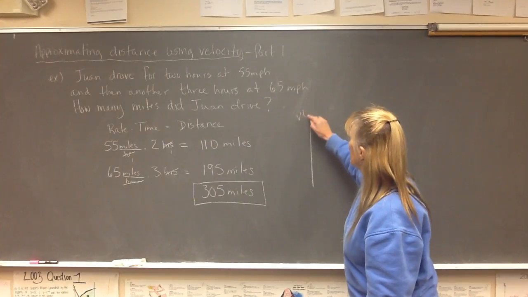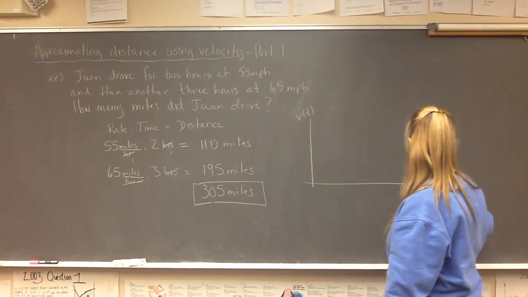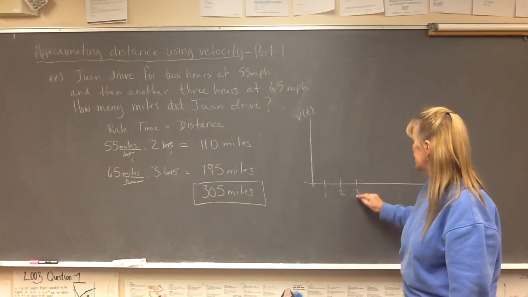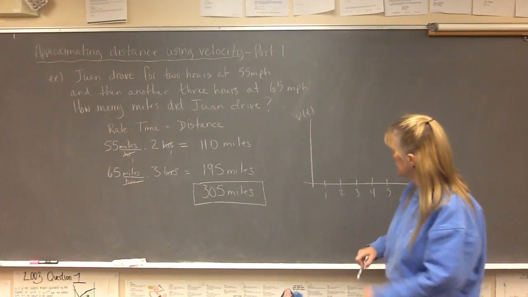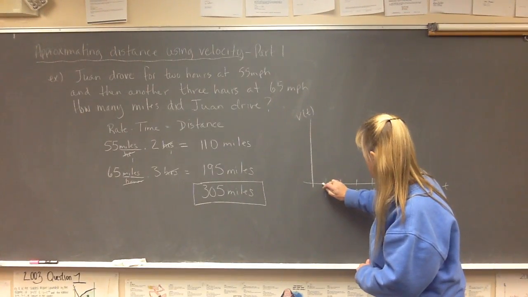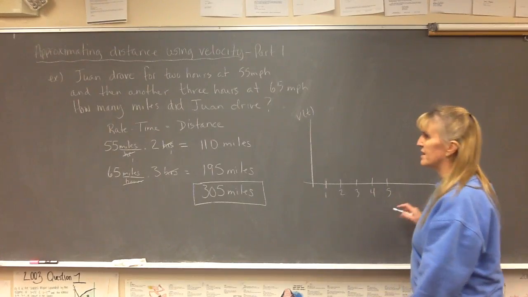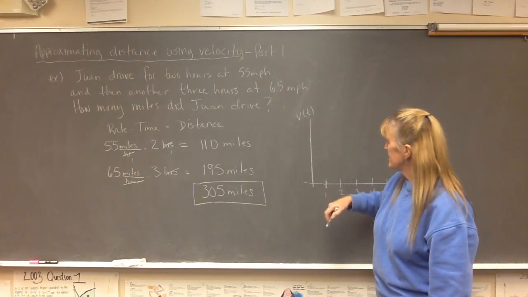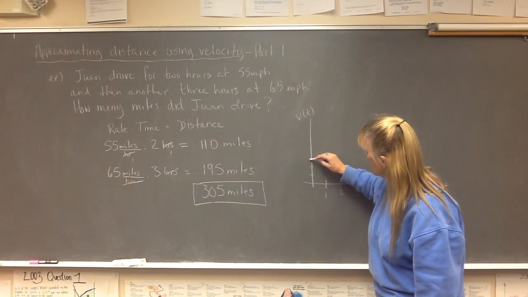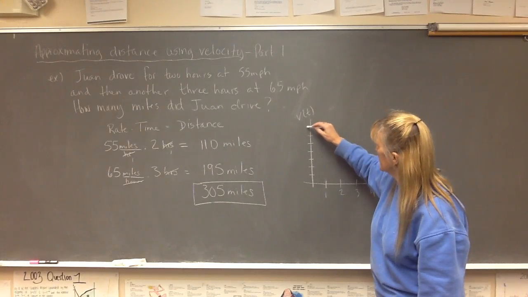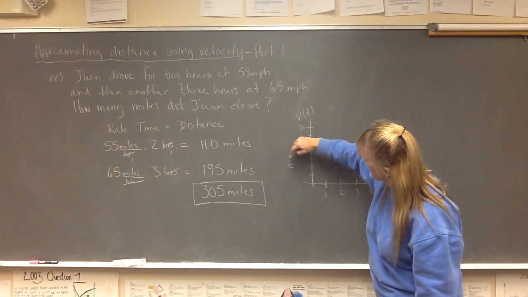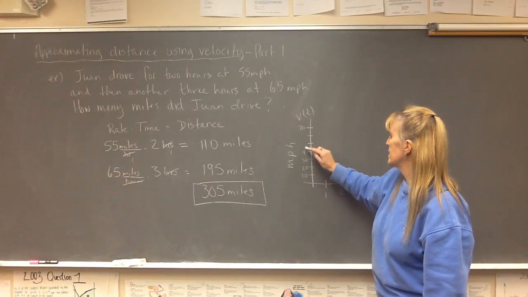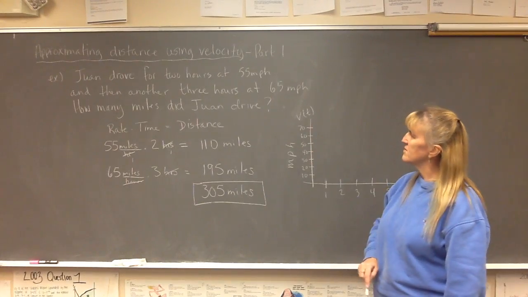I have a velocity graph here with respect to time over here, and I need at least 5 hours, so I'm going 1, 2, 3, 4, 5 hours, and who knows if he drove any further. I need 55 and 65, so here's 10, 20, 30, 40, 50, 60, 70, and this is miles per hour.